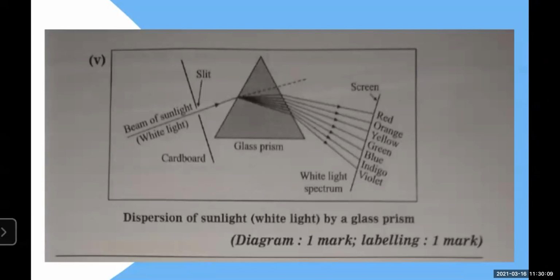You know the rainbow formation; that question also comes in your exam. Do practice for that, it's a most important question. Explain the rainbow formation, how the rainbow is formed. In a rainbow you can see 7 colors. In the same way, in the refraction of sunlight by the glass prism, you can see the 7 colors. Students, 1 mark for the diagram, 1 mark for correct labeling.